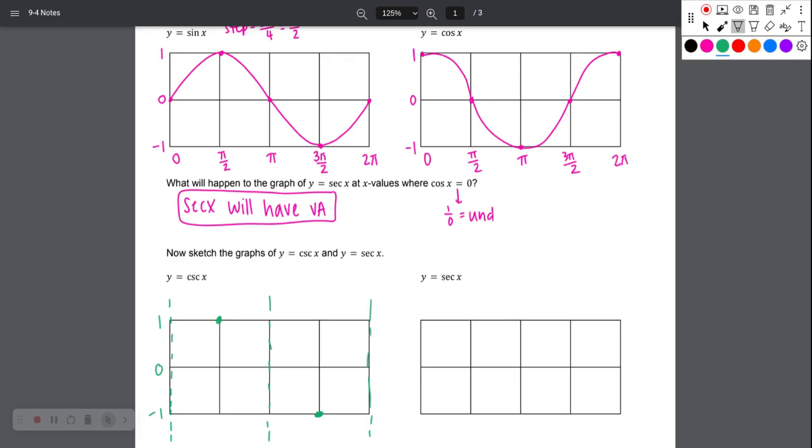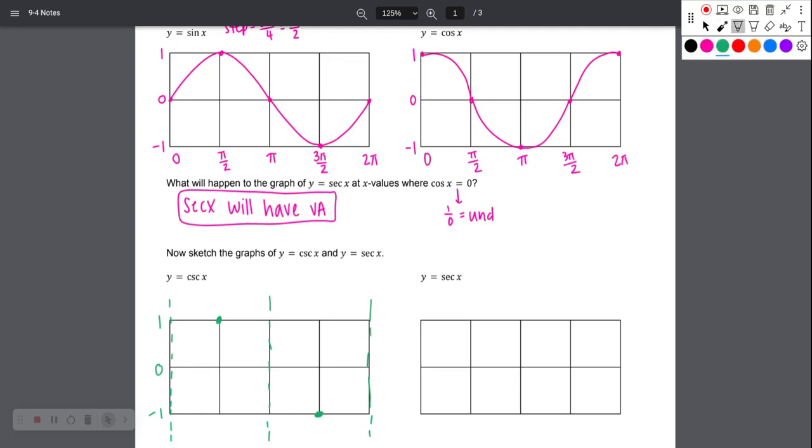So here are our key points for cosecant. But what does the graph actually look like? How do we approach the vertical asymptote? Are we getting closer to it like this, or like this, or like this? Let's figure that out. Remember, we just chose random key points.